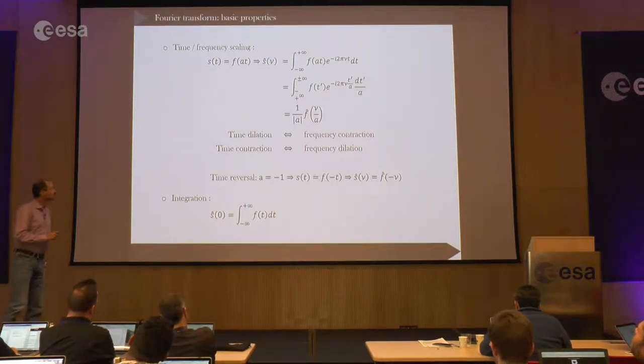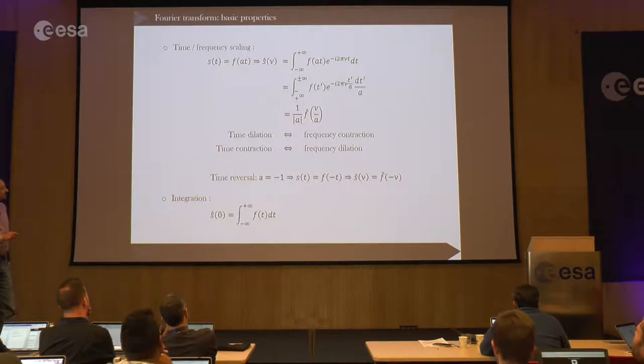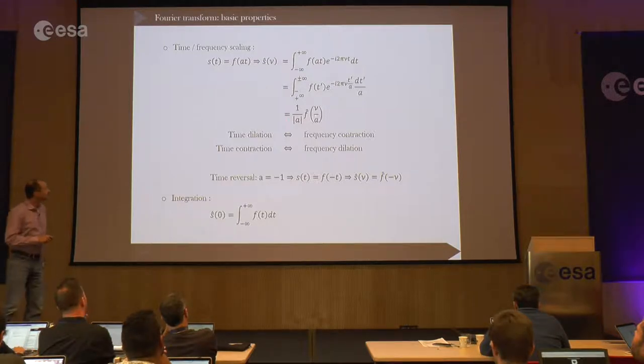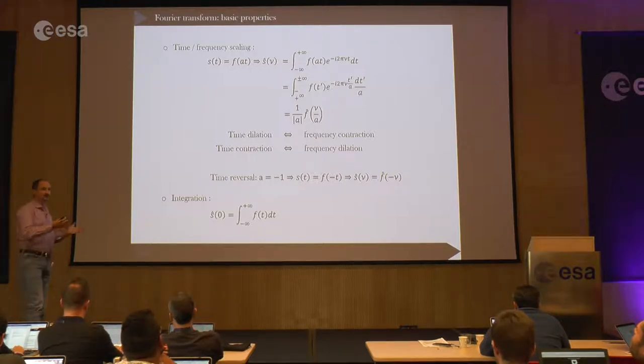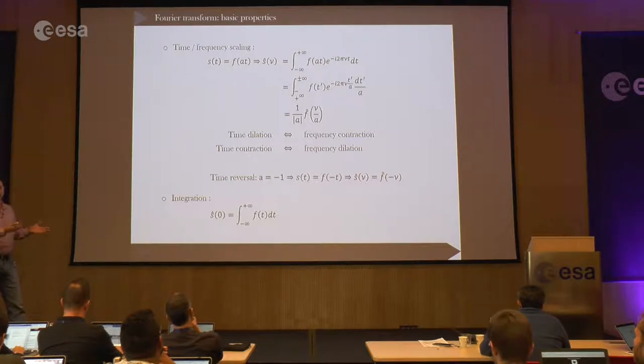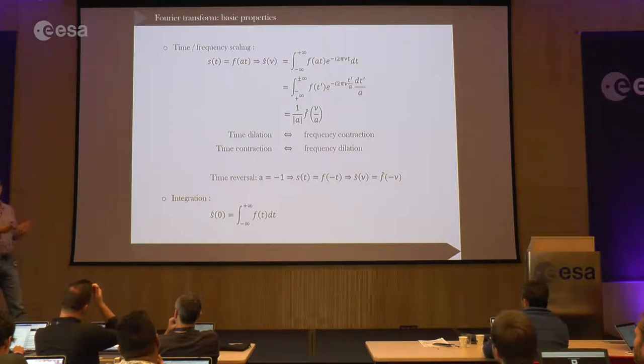Time and frequency scaling. If you consider a signal that's a function of a times t, the Fourier transform of that will be, by definition, and again a simple change of variable will give you that the Fourier transform of a signal that comes from the multiplication of your time variable by a constant is the Fourier transform of your signal at frequencies divided by that constant, times that normalization factor. So if you have a dilation in time, it's a contraction in frequency and vice versa.